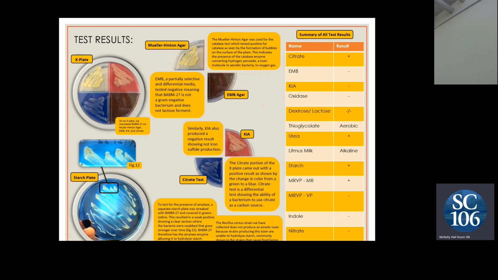So what's interesting about this is only certain strains of Bacillus cereus have the amylase enzyme. If it doesn't have this enzyme, it means that it has the emetic toxin, which would lead to emesis. This is what you see in the strains of Bacillus cereus that are common in foodborne illnesses.